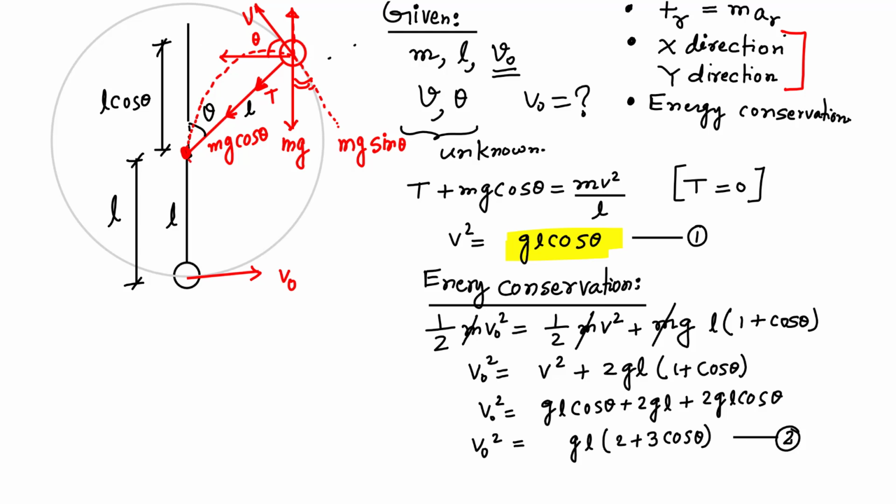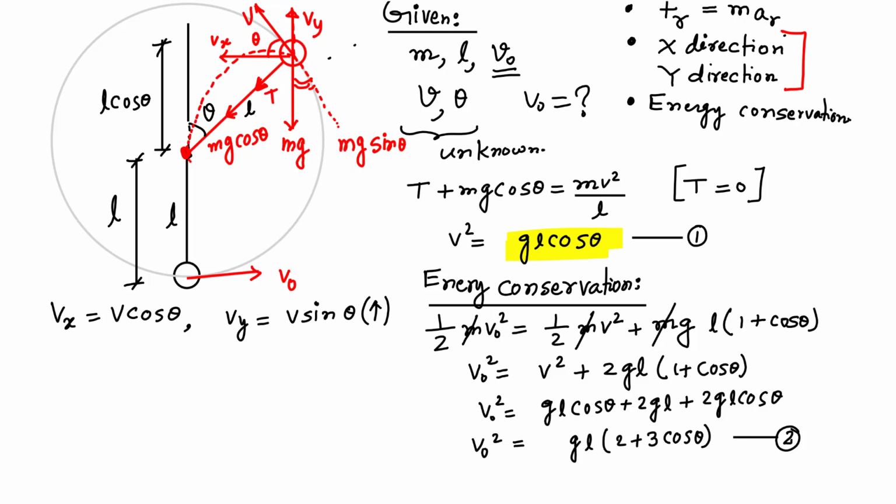So you can write here, this is vy and this is vx. So vx in this case will be v cos theta, and vy will be v sin theta, and that is in the upward direction. So let us write the equation of motion.